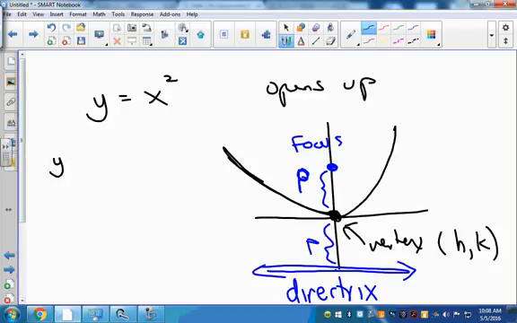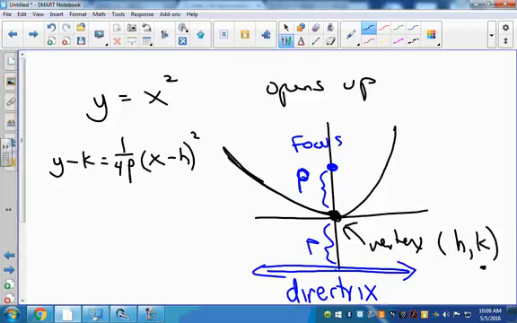Just like with circles, we match up the k with the y. So y minus k, x minus h squared. Okay? The y and the k go together, the x and the h go together, just like with ellipses and hyperbolas and circles. There's a multiplier here we can include, and it's going to be 1 over 4p, p being the focal distance. I actually prefer this version.